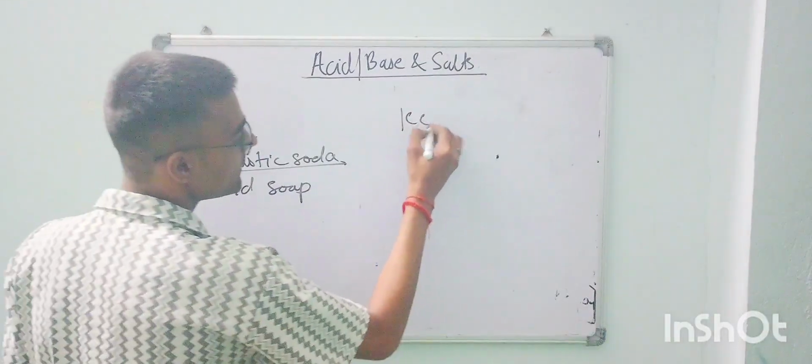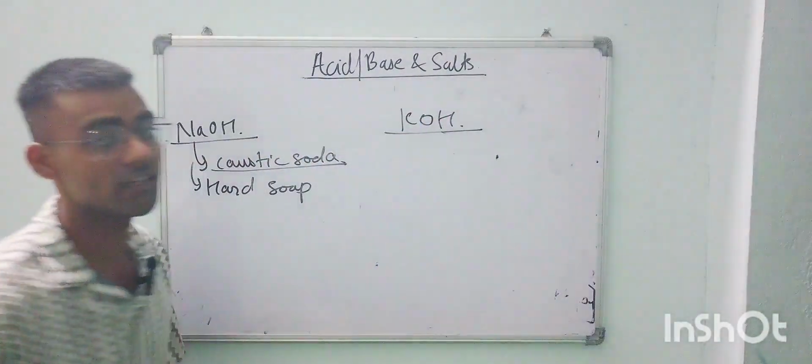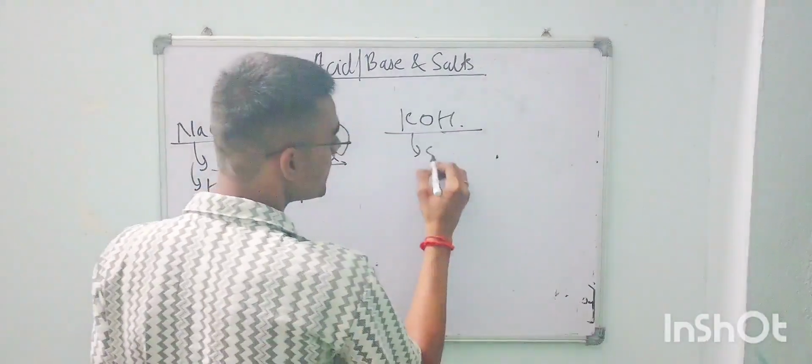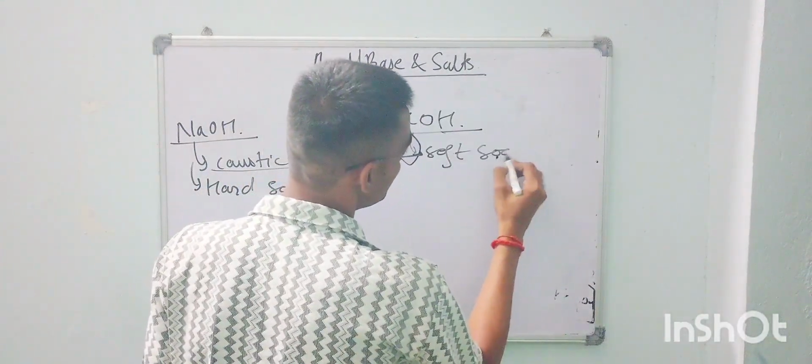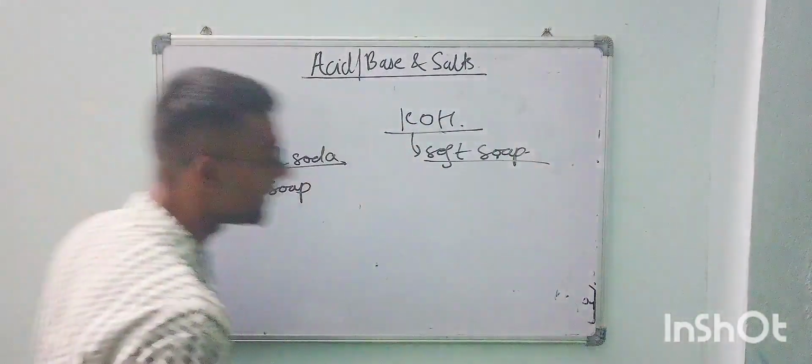And next is potassium hydroxide. Potassium hydroxide is used in soft soap. That is about it.